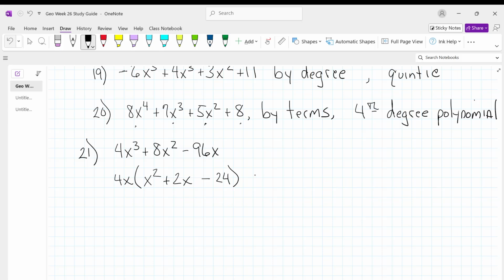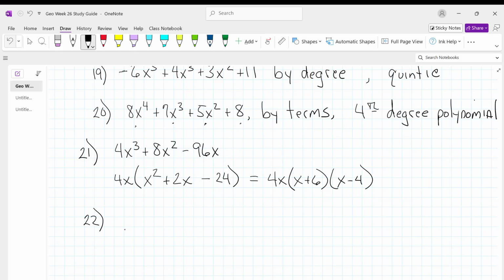And now we can just factor this trinomial. So bring over the 4x, and then factors that multiply to negative 24 but add to 2, we'll go with x plus 6 times x minus 4. And problem number 22 will be the last problem for today.